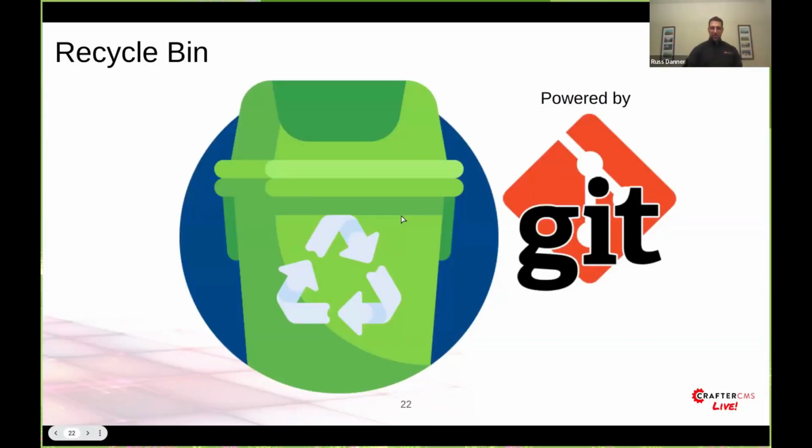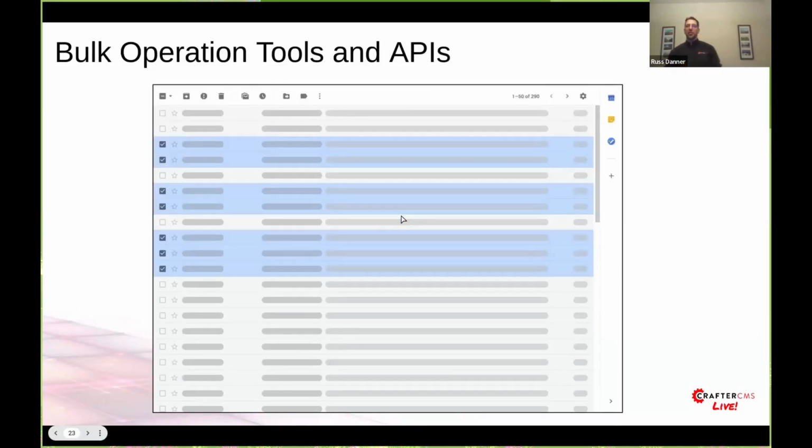Another major addition in the works is a recycle bin. The recycle bin will enhance content deletion and reversion use cases. Deletes will share the same workflow benefits of content creation and edit operations, and authors will have a better interface for reverting deletes. Another common thing that we're hearing from our customers is a need for more bulk operations in terms of studio tools and APIs. So we're going to be adding support for those as well.